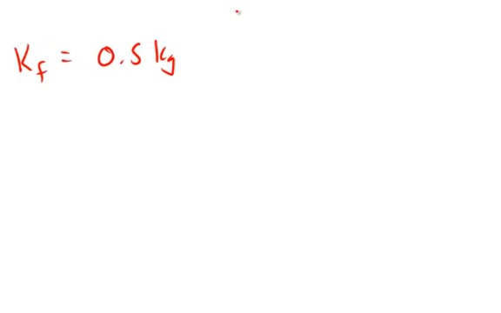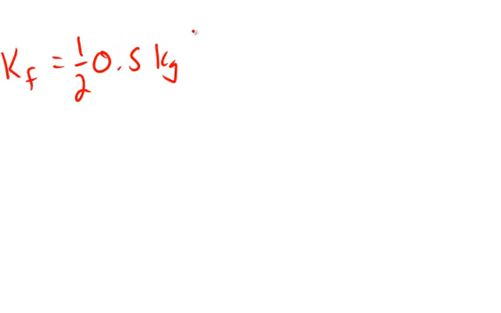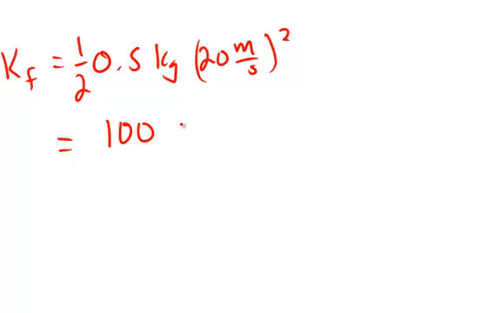So my mass was half of a kilogram, 0.5 kilograms. My velocity is 20 meters per second, squared. So this comes out to be 100 kilogram meters squared per second squared. And let me play around with this.